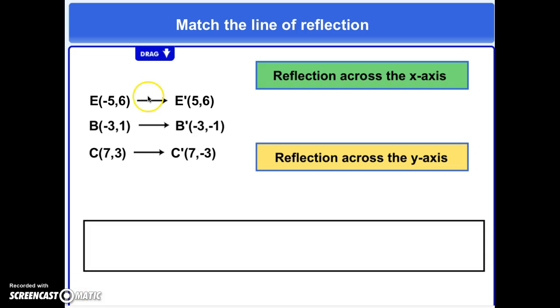Examples. Here are 3 sets of ordered pairs. We went from E to E prime, B to B prime, and C to C prime. If you look at what changed, can you match what axis the points were reflected over to find the new point?